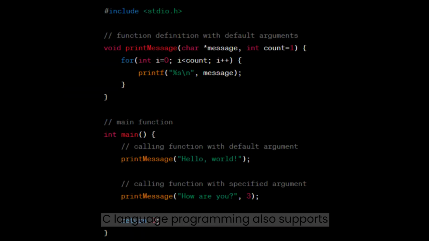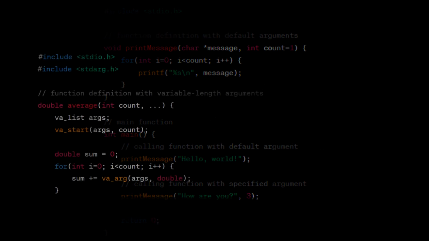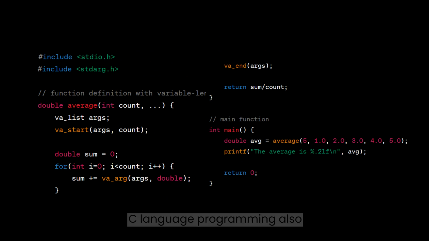C language programming also supports default arguments in functions, which are values that are used if the caller doesn't provide a value for a certain parameter. C language programming also supports variable length arguments in functions, which allow you to pass a variable number of arguments to a function.